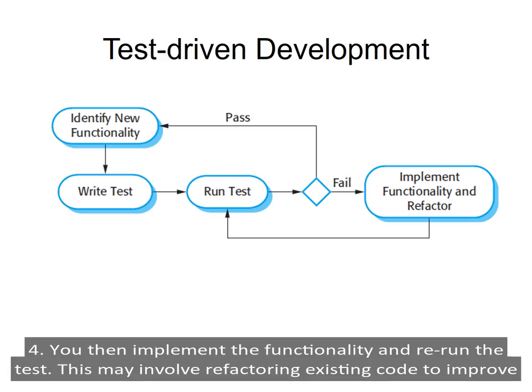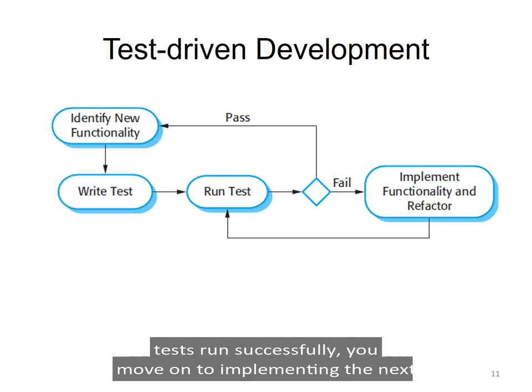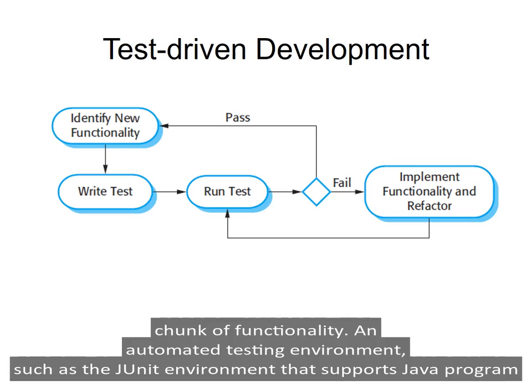Number 4. You then implement the functionality and rerun the test. This may involve refactoring existing code to improve it and add new code to what's already there. Number 5. Once all tests run successfully, you move on to implementing the next chunk of functionality.